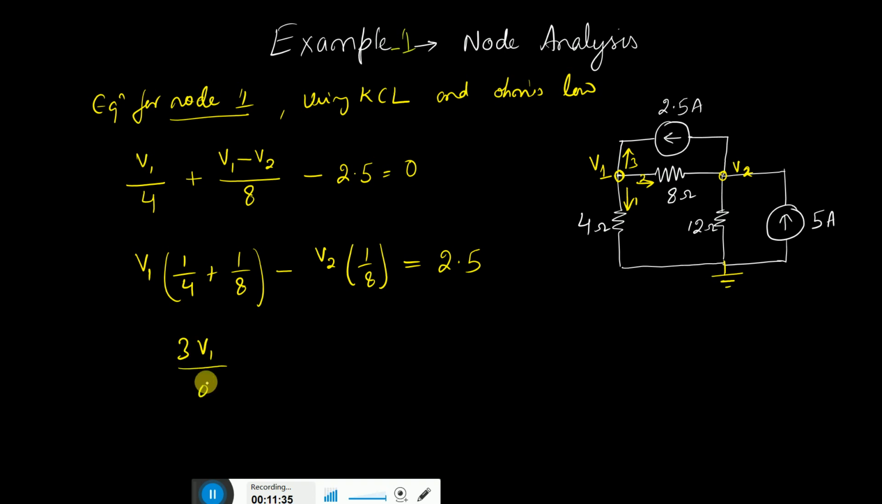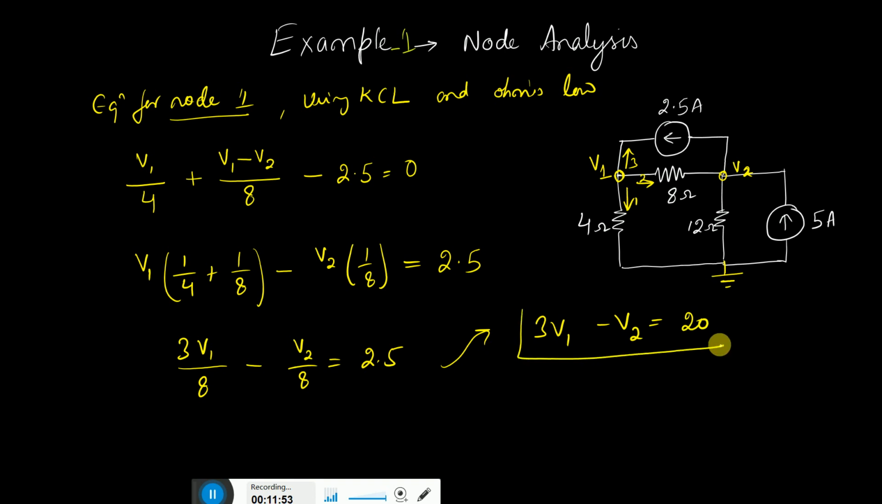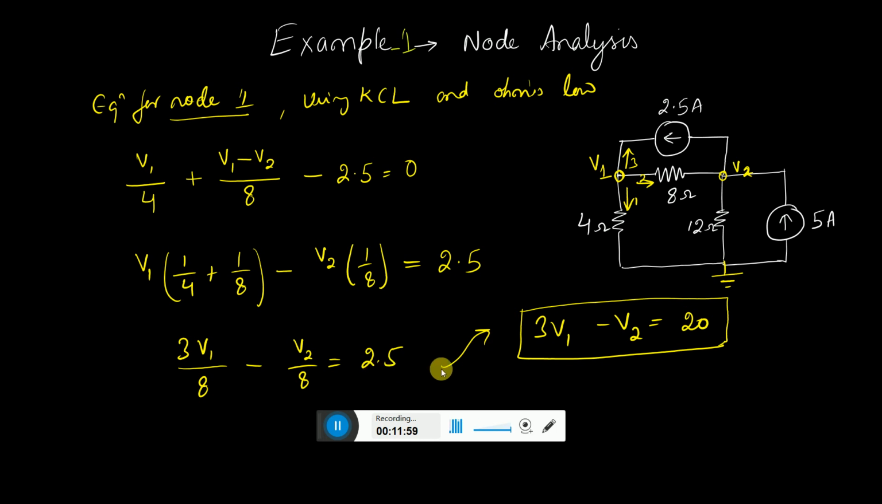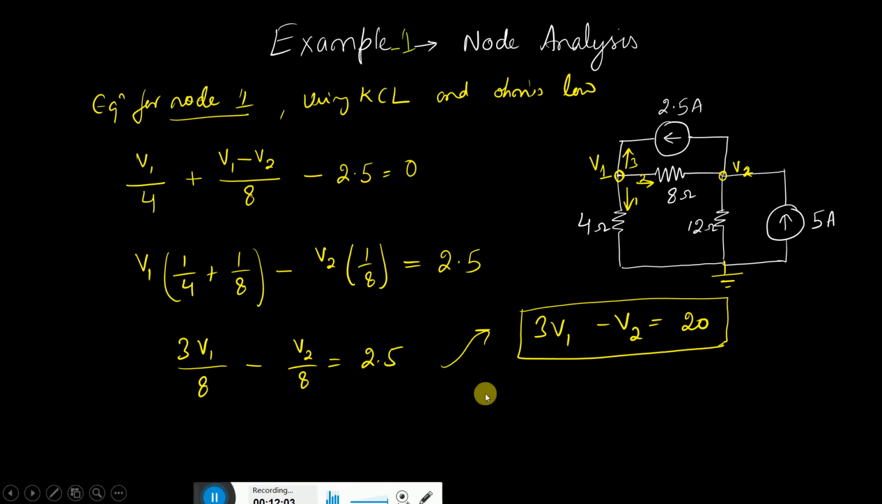So if we can solve these two equations, then if I solve it, it becomes 3V1 by 8 minus V2 by 8 is equal to 2.5, and that equals 3V1 minus V2 is equal to 8 into 2.5, that is 20. So finally we have got one equation that is ready, and now we will go to the other equation.